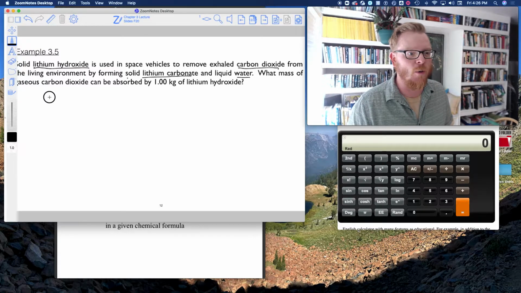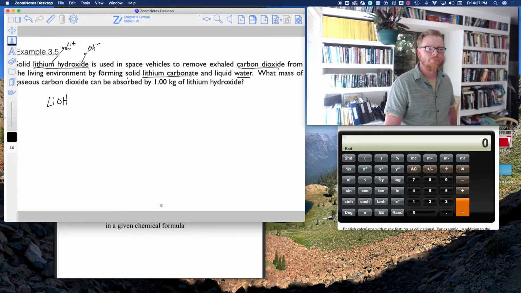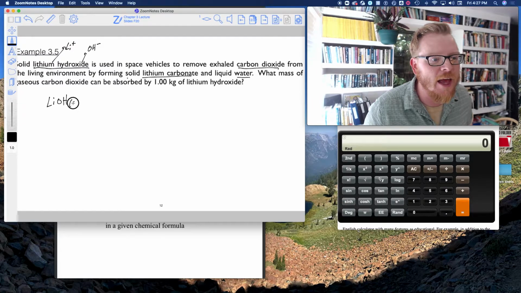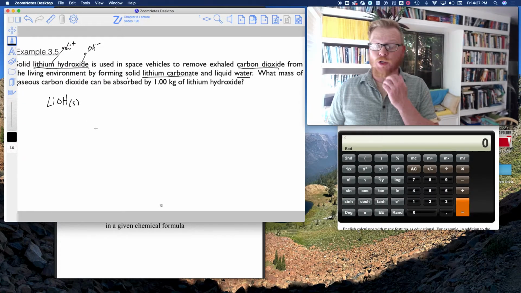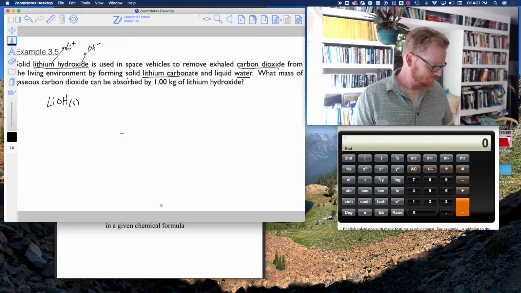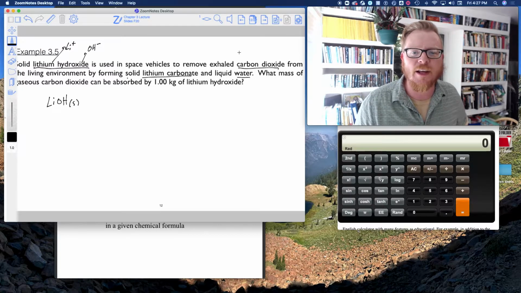Solid lithium hydroxide. So hopefully you're able to come up with LiOH. Remember, hydroxide is OH minus, so it's a polyatomic ion, right? The whole thing is OH minus, and lithium is always +1. So lithium hydroxide, cation, anion. And it says solid, so I'm going to put that little subscript down there, and I want you to get used to putting those phases in. Sometimes we don't worry about putting the phases in if it's not that big of a deal, but with this reaction, when we have different phases, solid, liquid, and gas, you've got to put them in.